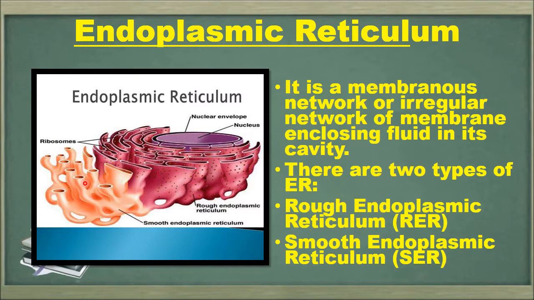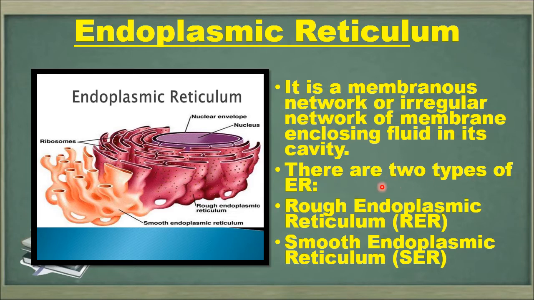This is the diagram of endoplasmic reticulum. It is a membranous network or irregular network of membrane enclosing fluid in its cavity. So there is a cavity between it. You can say it is double layered membrane, and fluid is filled between these two membranes. So again, in this also, just like mitochondria, you can see that the folds are actually increasing the surface area. More is the surface area, more is the space available for the biological reactions to take place.